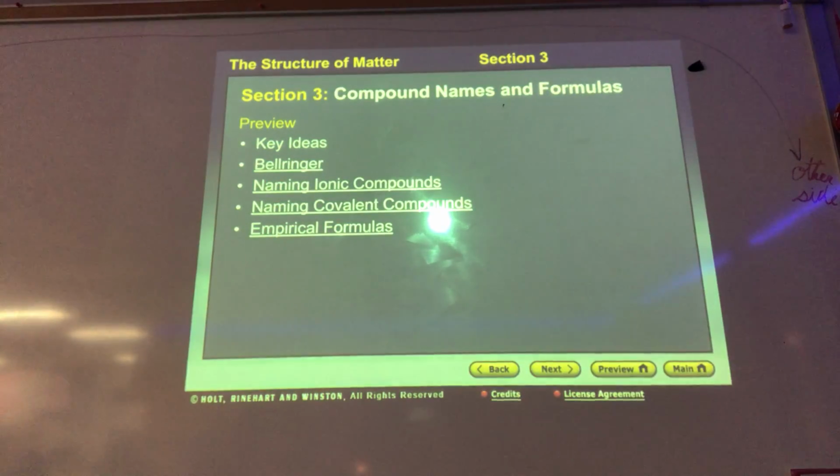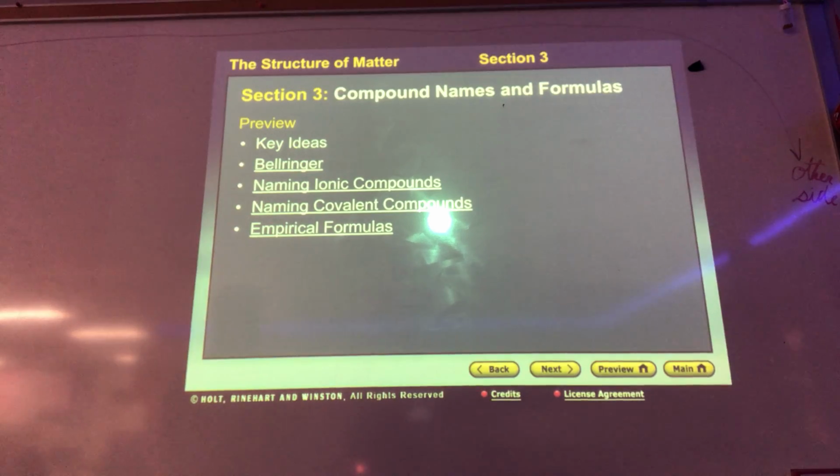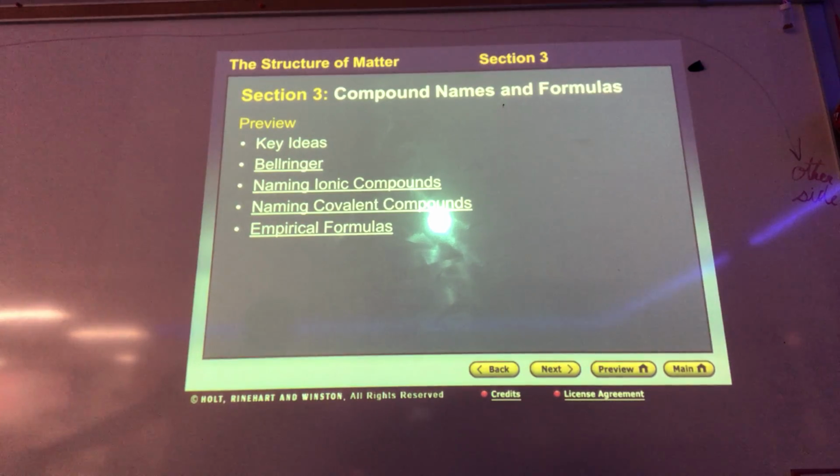Okay, we are going to finish 6.3. What have we been talking about so far? We've been doing this for like a week and a half. We've been talking about compounds, combining them and naming them. That's what we've been doing for like 2 weeks. We've only been naming one type of compound.